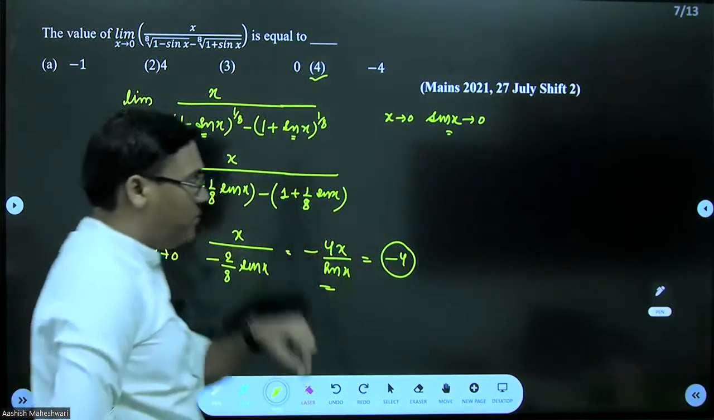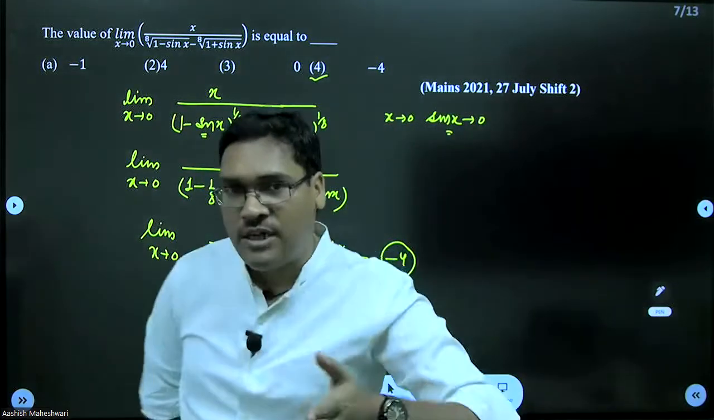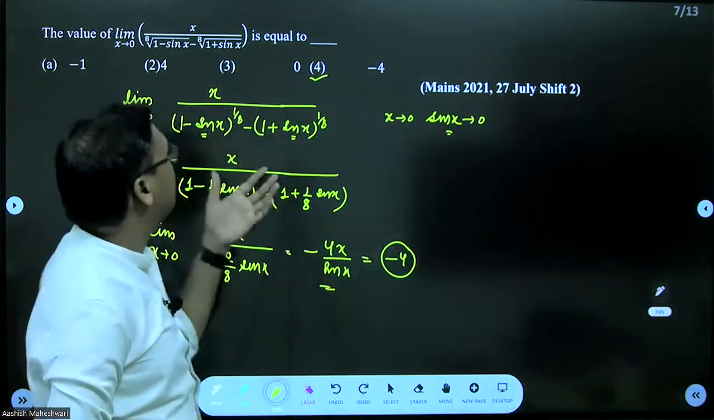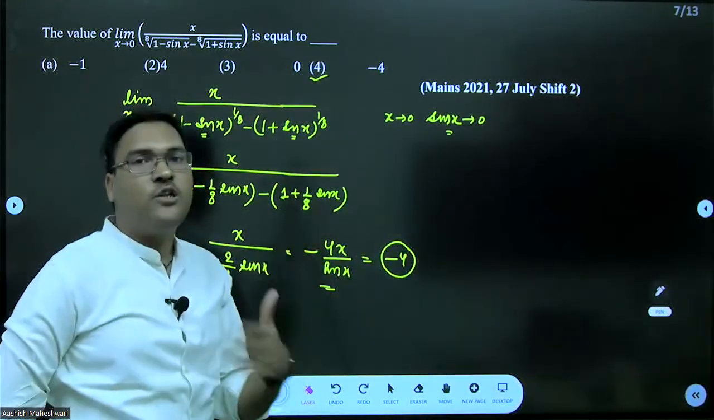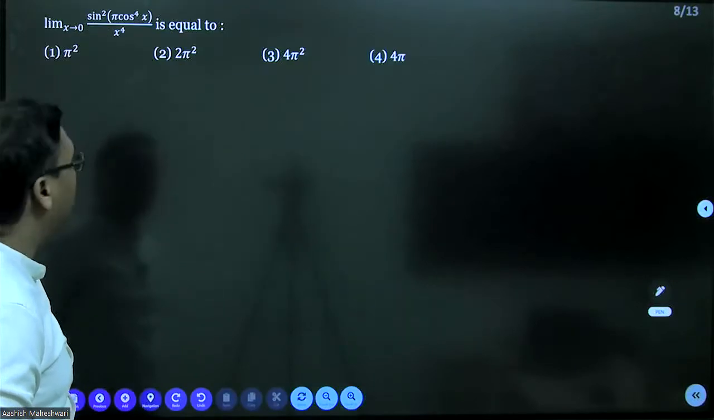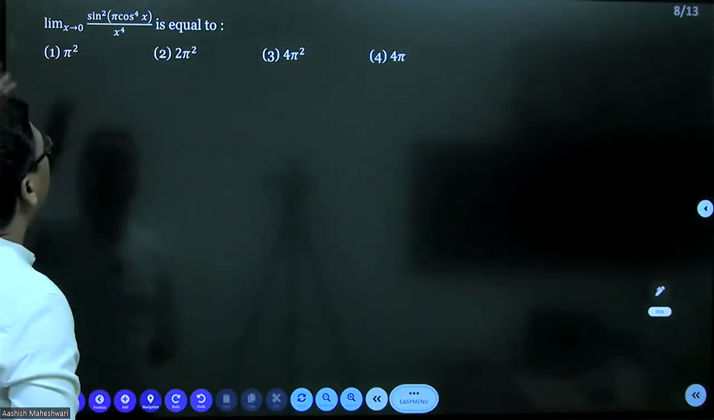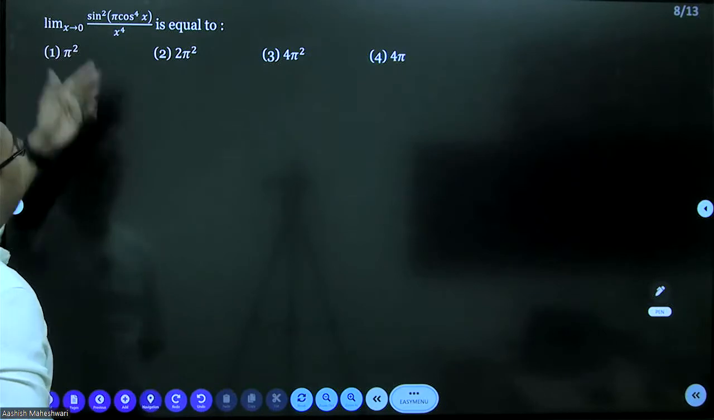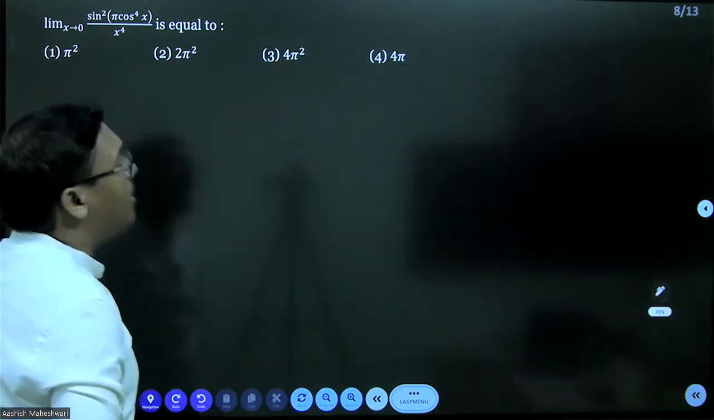So you can see how we have used the binomial expansion. This thought comes less often, but you should understand how you can use binomial expansion for higher powers for small values. Okay? So I hope this is clear. Now let's move to the next question. Now this is one easy question. You can see limit x approaches 0, sin square pi cos raised to 4 x upon sin x upon x raised to 4.